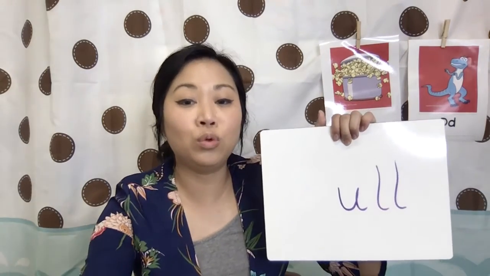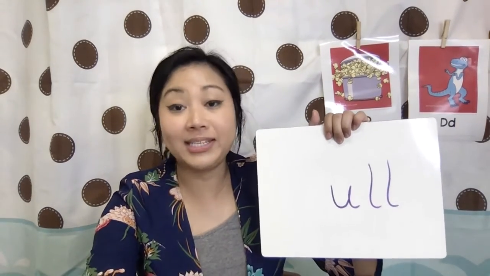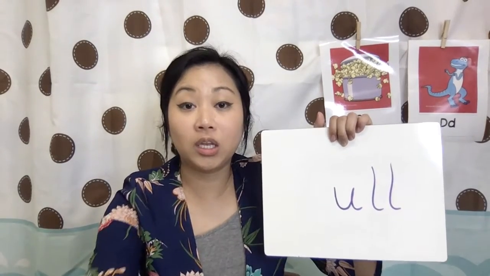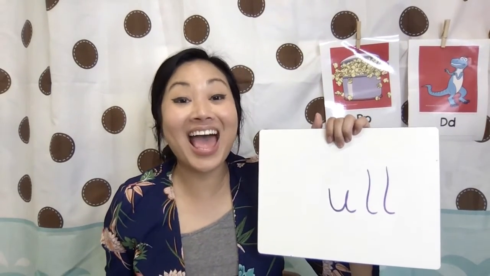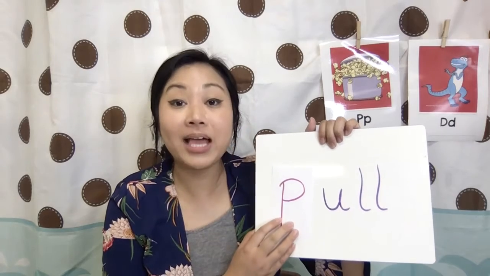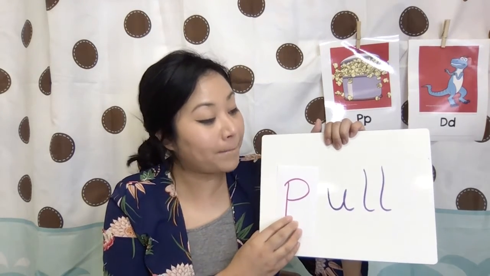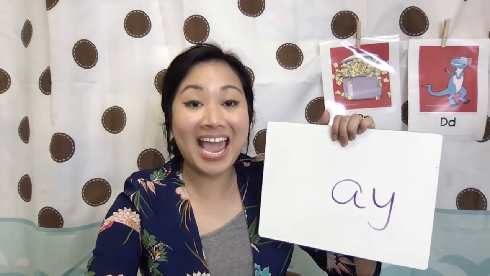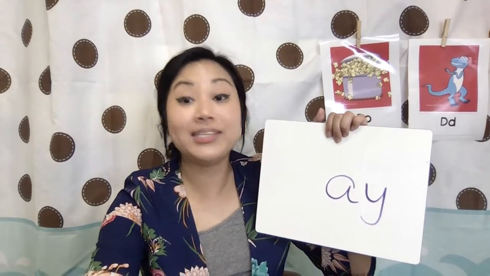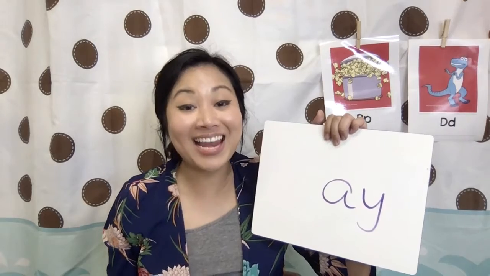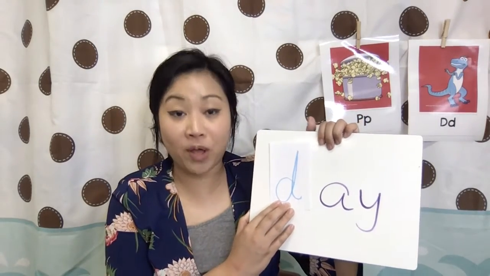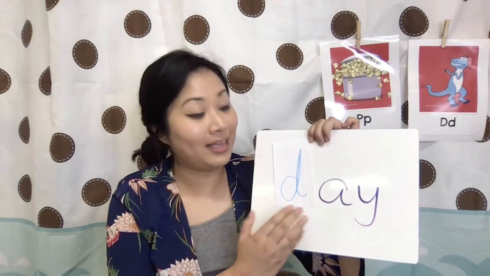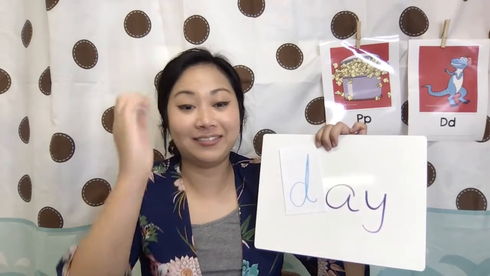This says ul. What letter do I need to make this say pull? That's right, I need a P because when I put the sounds together, p, ul says pull. This says A. What letter do I need to make this say day? That's right, I need a D because when I put the sounds together, d, A says day.